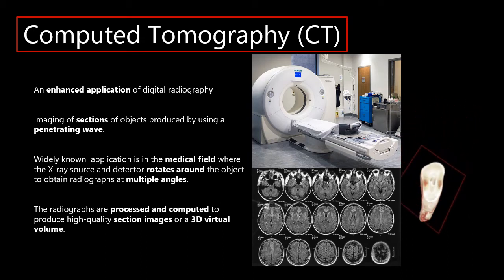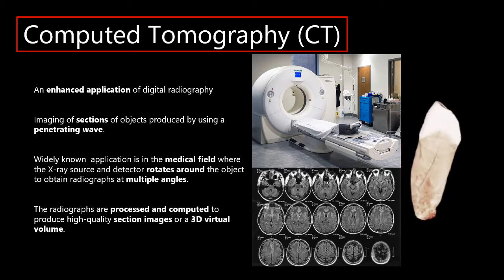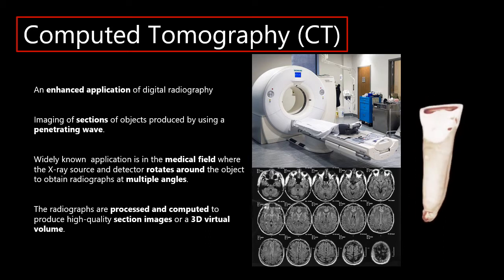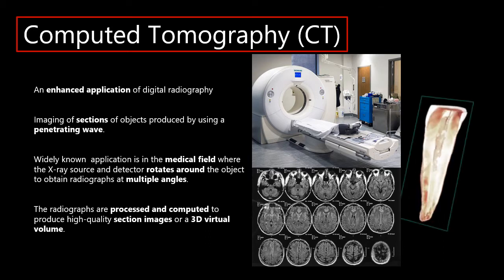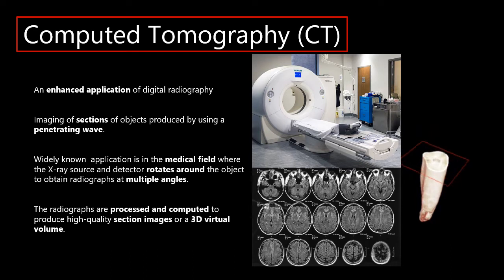It is widely known in its application in medicine, where the X-ray source and detectors rotate around the sample to obtain the image from multiple angles. Using the processing software, the radiographs are reconstructed into cross-sectional images and turned into a 3D virtual volume.